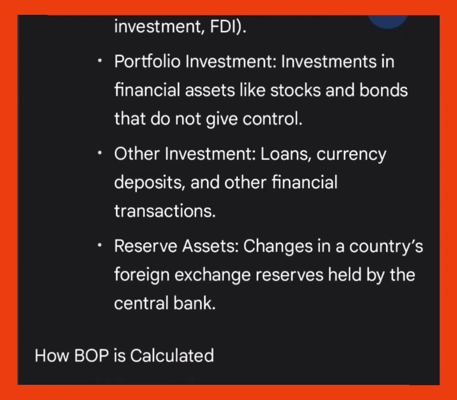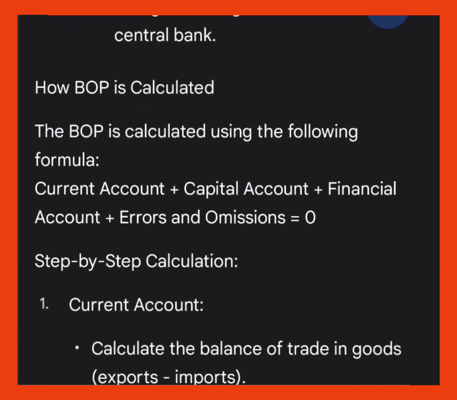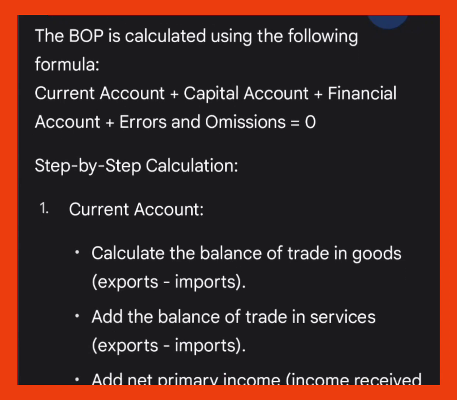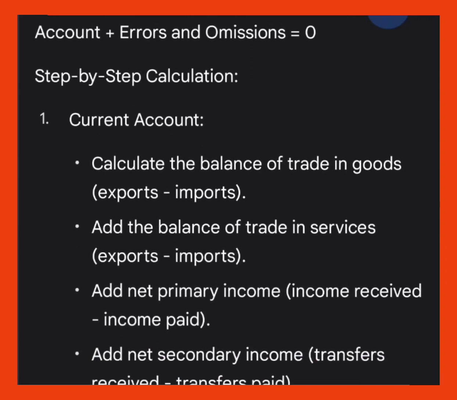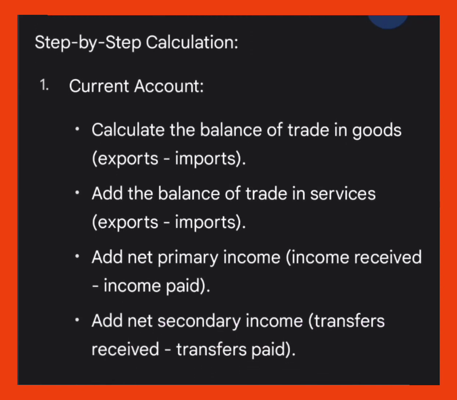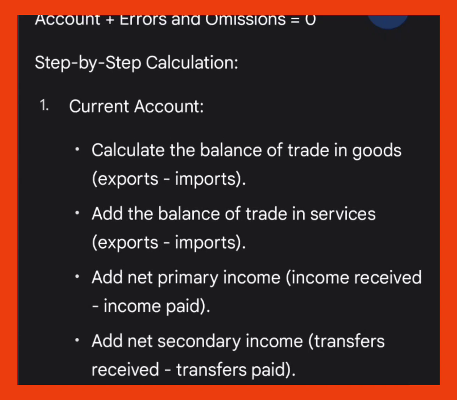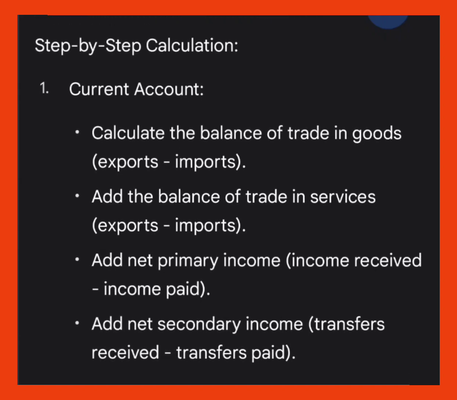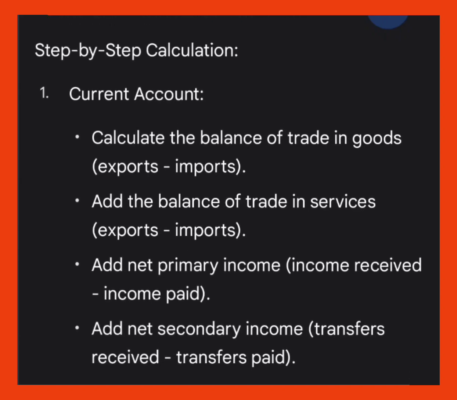How is BOP calculated? The BOP is calculated using the following formula: current account plus capital account plus financial account plus errors and omissions equals 0. Step-by-step calculation. 1. Current account. Calculate the balance of trade in goods, exports minus imports. Add the balance of trade in services, exports minus imports. Add net primary income, income received minus income paid. Add net secondary income, transfers received minus transfers paid.